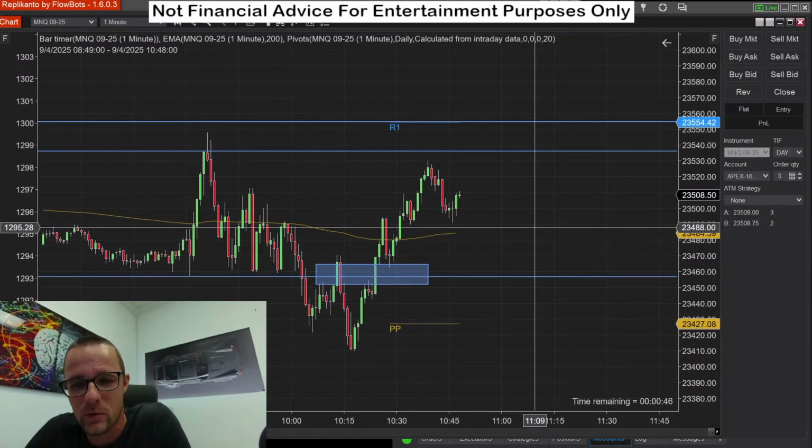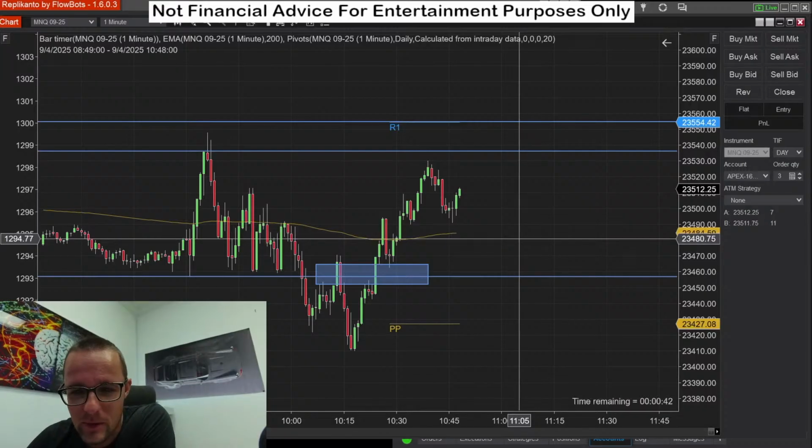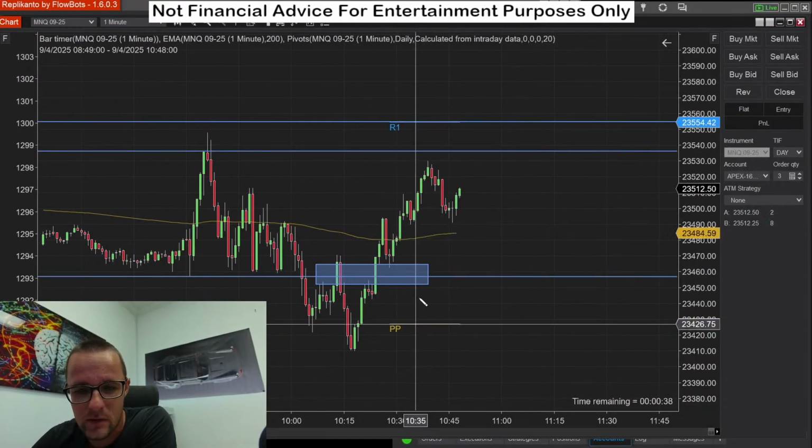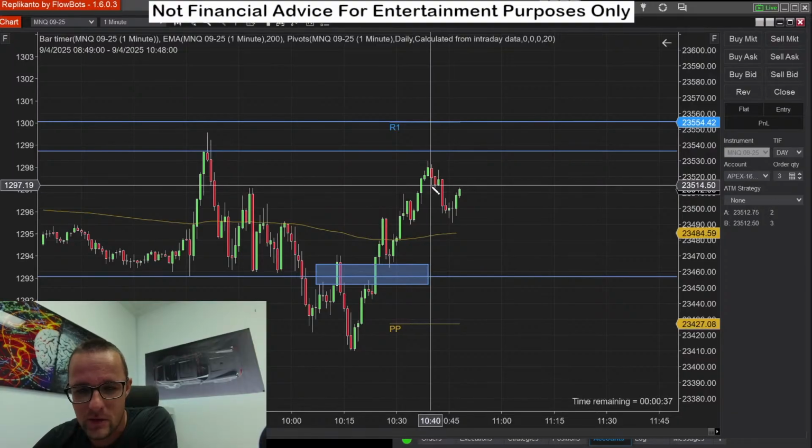It's bouncing off VWAP, but will it close above this bearish gap? Could start going for those highs again. This could be the bounce.